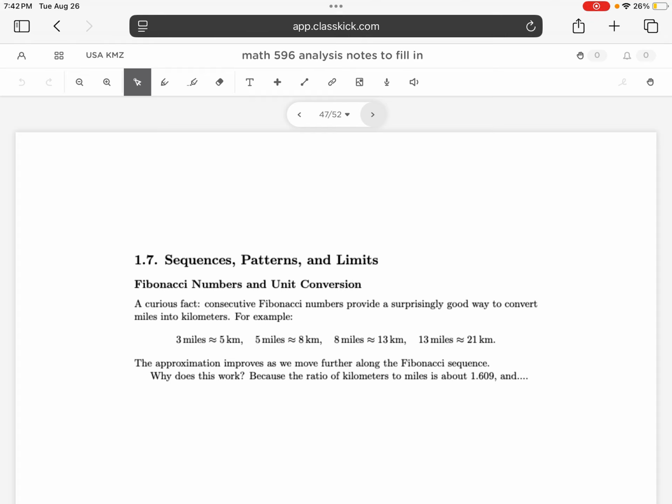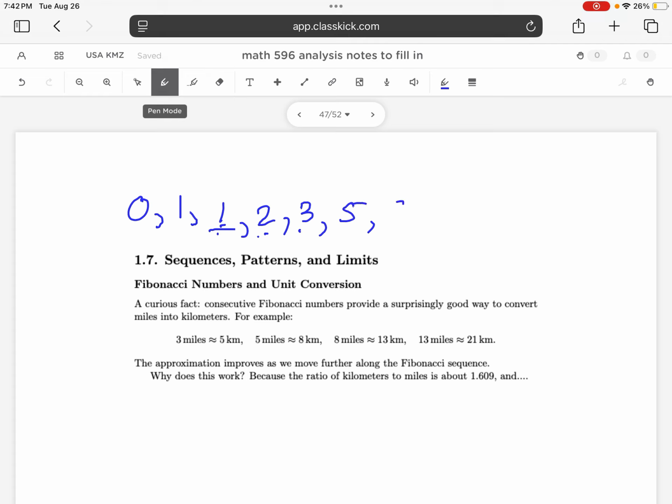So it turns out that if you look at the Fibonacci sequence, which of course is the recursive sequence starting with 0 and 1, and then each next number in the Fibonacci sequence is just the sum of the two prior numbers. So 0 plus 1 is 1, then 1 plus 1 is 2, 1 plus 2 is 3, 2 plus 3 is 5, and so on. We get the Fibonacci sequence, a very famous sequence in math that pops up in a lot of different places.